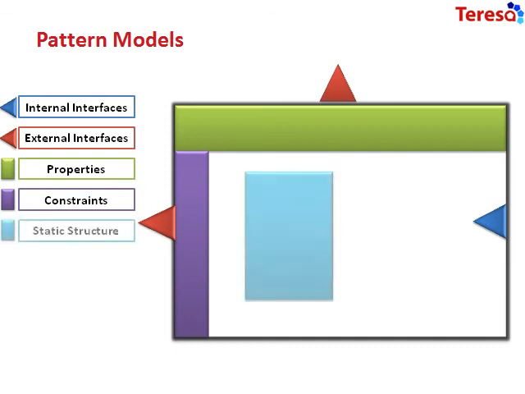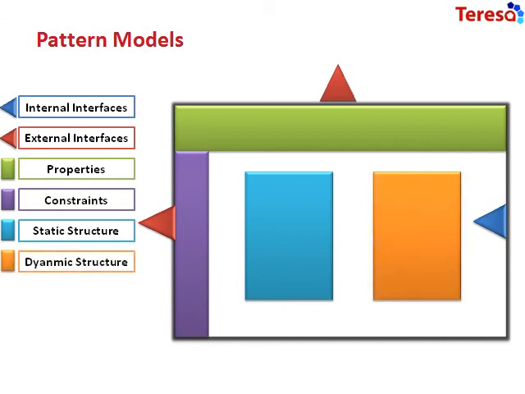static structure that represents the architectural structure of a pattern, for instance by a class diagram, and dynamic structure that represents the behavior of a pattern, for instance through a sequence diagram.